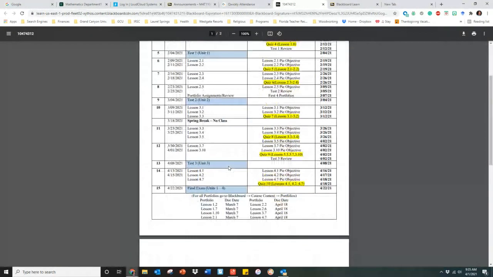If you look at here, all right, I have the 13th and 15th. What I'll do is on the 13th, I'll cover 4.1 through 4.7. Actually, it's just 4.1, 4.2, and 4.7.